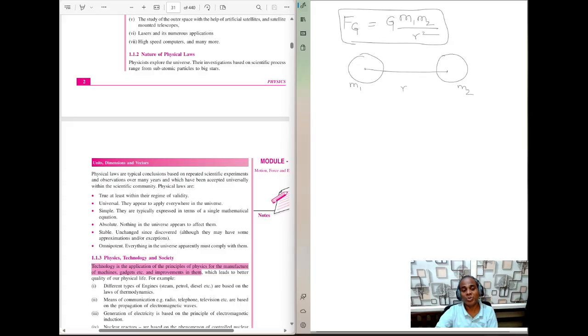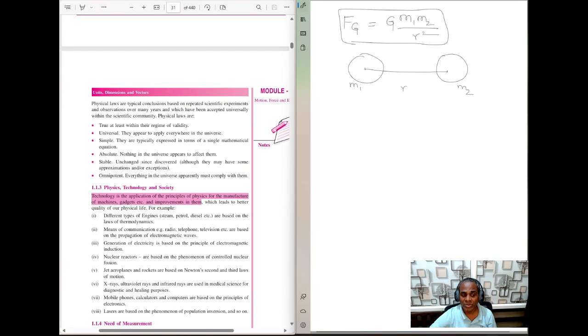Similarly, we can also explain other physical laws in terms of simple mathematical expressions. Then the physical laws are absolute. Nothing in the universe appears to affect them. They are stable, unchanged since the time they were discovered. Although they may have some approximations or exceptions, they are omnipotent. Everything in the universe apparently must comply. So these are some things common to physical laws.